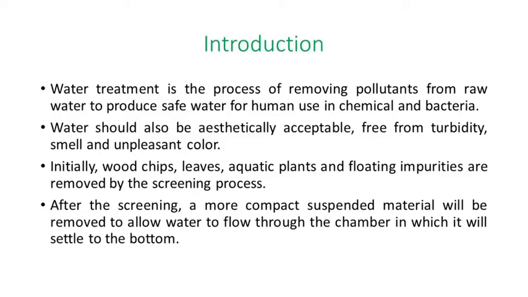Initially, wood chips, leaves, aquatic plants, and floating impurities are removed by the screening process. So for the removal of floating impurities, aquatic plants, leaves or wooden chips, we require the screen. After the screening, the more compact suspended material will be removed by allowing water to flow through a chamber in which it settles down to the bottom. The remaining suspended impurities can be removed in the settling tank, that is, the sedimentation tank. Before supply of water to the sedimentation tank, we remove the larger floating solids like wooden chips, leaves, aquatic plants, and all other floating impurities.